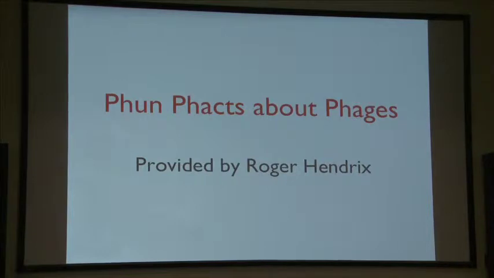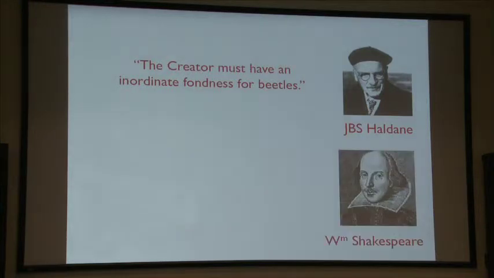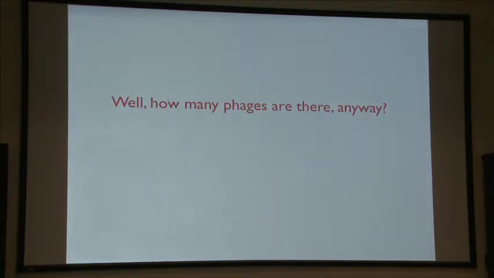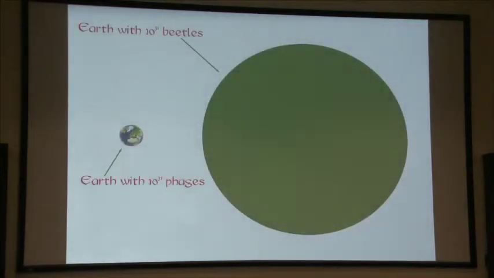So I just want to finish with, I don't know whether anybody has shown this, but Roger Hendrix loves to describe the impact of phages on Earth by first discussing comments by Haldane, who says the creator must have had an inordinate fondness for beetles. And then the question is, how many phage are there? And so then Roger did a calculation that said, well, if phages were beetles, the Earth would be the size of Jupiter.